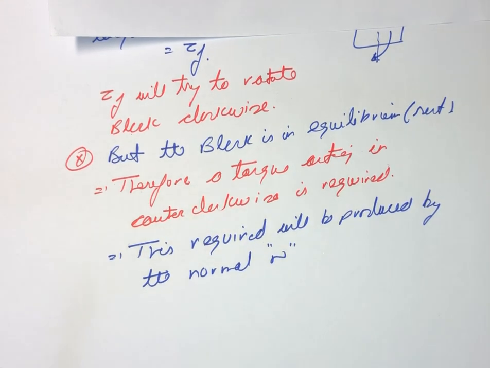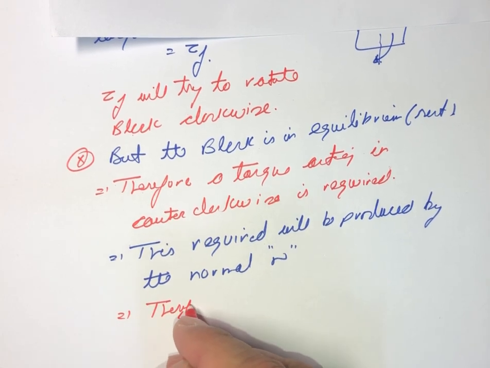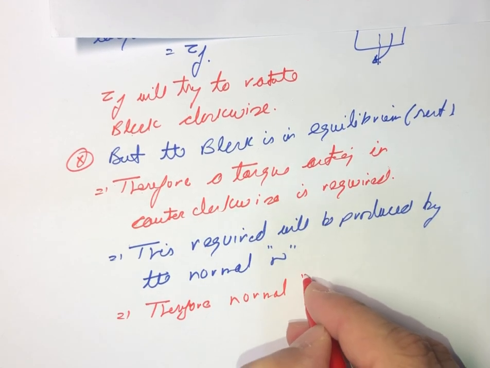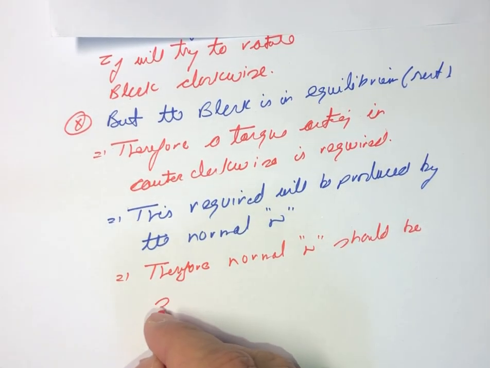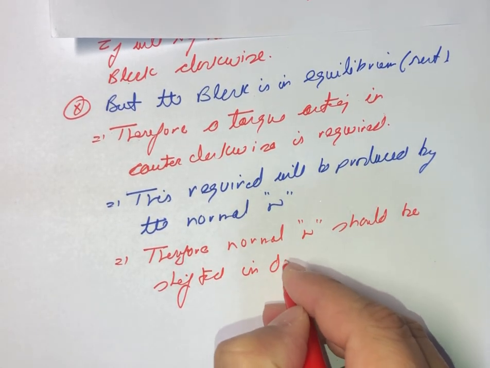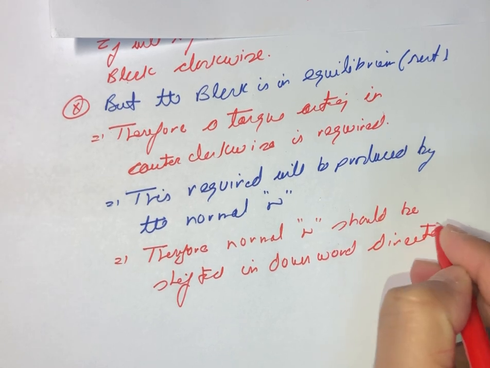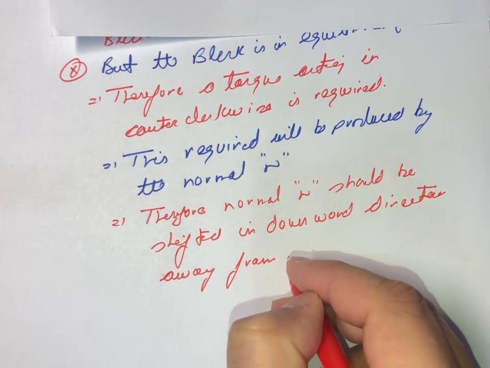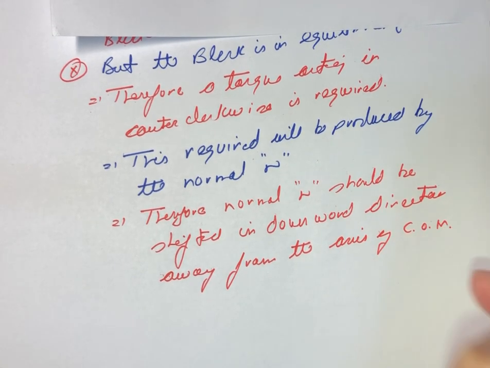Therefore normal N should be shifted in downward direction, away from the center of mass, away from the axis of center of mass.